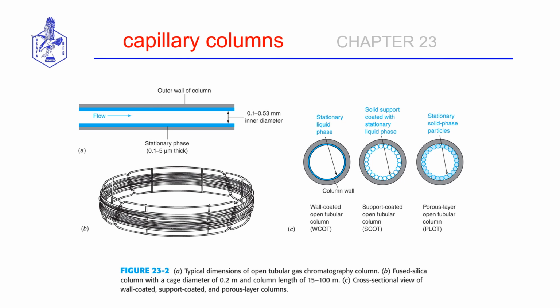The first thing we need to think about is if we're doing gas chromatography, we likely are going to want to use a capillary column. They are going to give us the best resolution. So what does a capillary column look like?